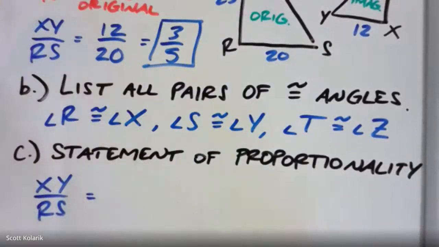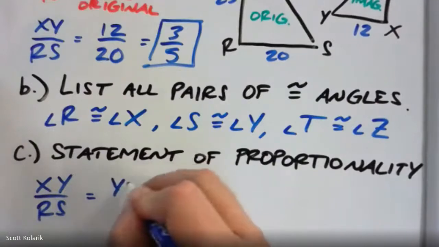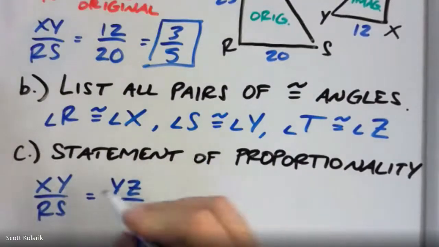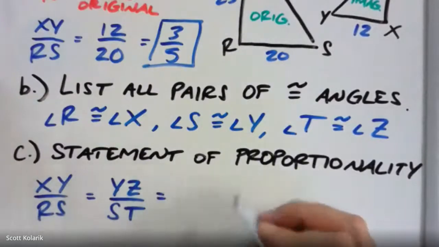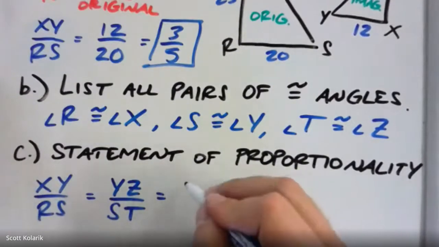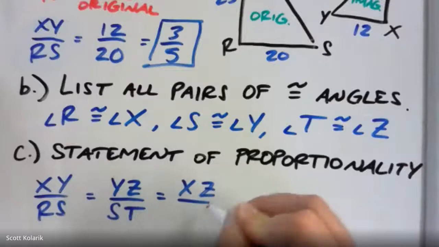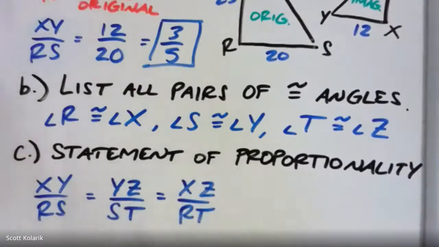That's going to match the ratio for the next two sides, say YZ, the second and third letters, to ST, second and third letters. And that's going to match the first and third letters being XZ and RT. Again, I just need to be careful here about which triangle is going to be represented in the numerator, the image where it ended up, the smaller triangle in this case, and in the denominator, my original larger triangle.